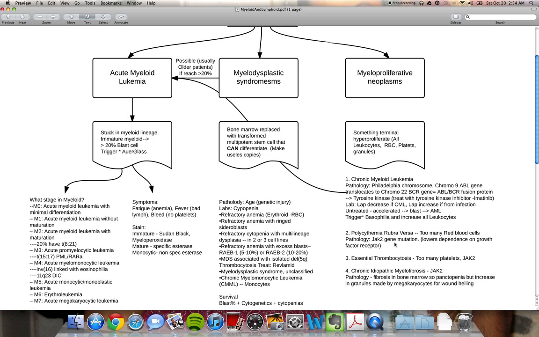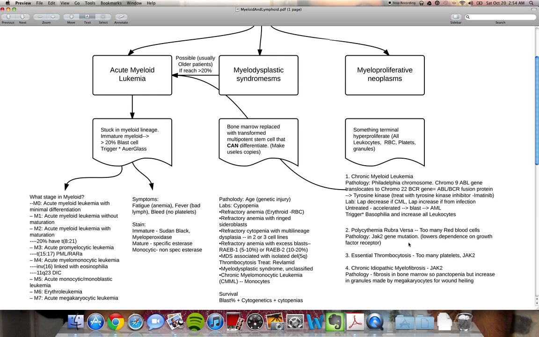There's a JAK2 gene mutation. And the JAK2 gene mutation somehow lowers the dependence on growth factor receptor, so you don't need as much growth factor for the cells to proliferate. So we have too many red blood cells. 3, thrombocytosis, which is what? Platelets, too many platelets. And again, JAK2 is the pathogenesis.